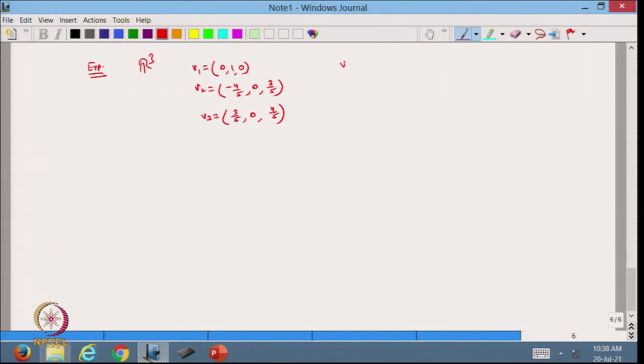Now, you can see from here that V1, its magnitude is 1. V2 also, its magnitude is the square root of 16/25 plus 9/25, so it is 1. V3, that is also the square root of 9/25 plus 16/25. So, that is equal to 1.